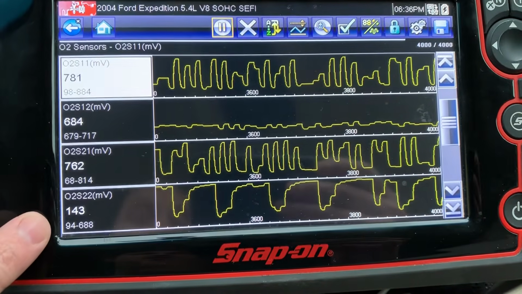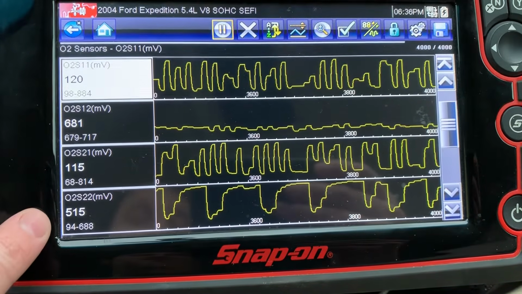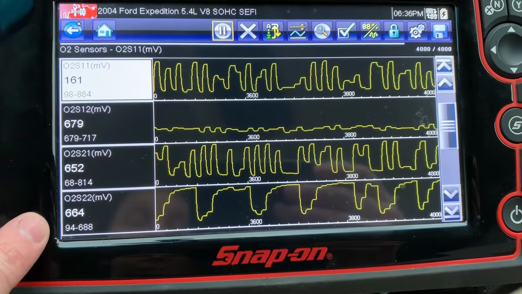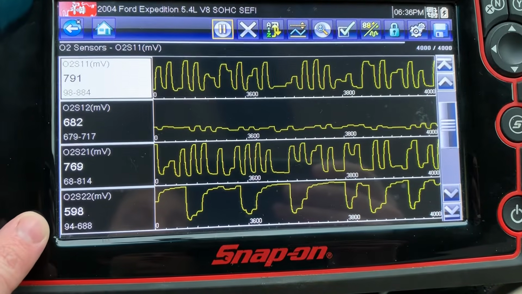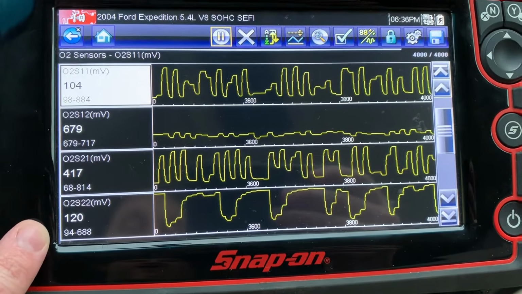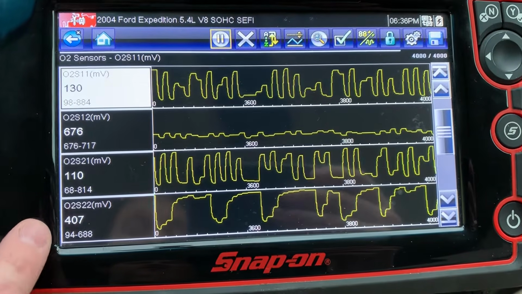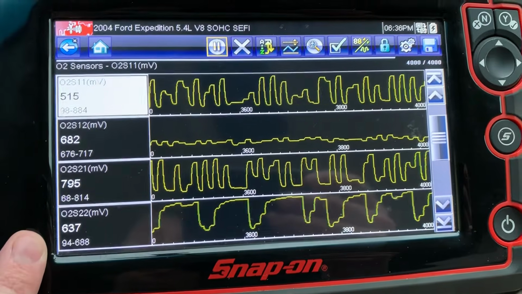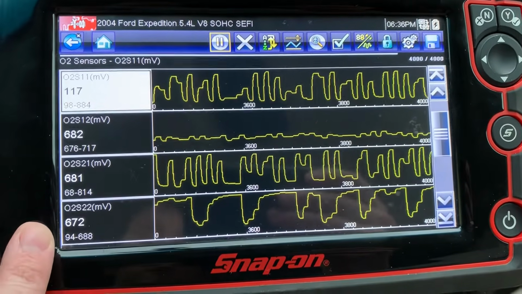However, on the other side of the engine, the other catalytic converter, you can see that that's not the case. This is consistently jumping from 600-700 millivolts down to 100 millivolts, and that tells me that the catalytic converter on this side is not cleaning up the exhaust very well, so it might be partially plugged.